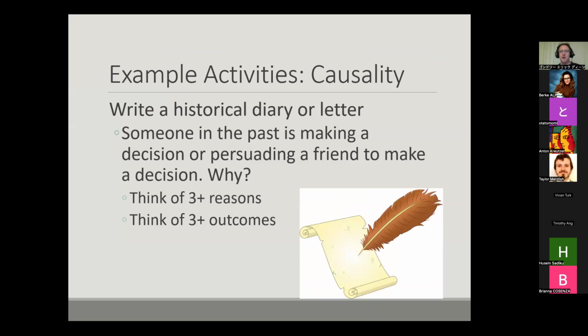Or if that's too difficult, you can get them to make a decision located in the past. So give them a situation. Someone in the past is writing a letter or a diary or making a decision. What kind of decision would they make? Think of three reasons. Think what would be the outcomes of this decision, right? So this is more of a simple causality activity you can have students do.